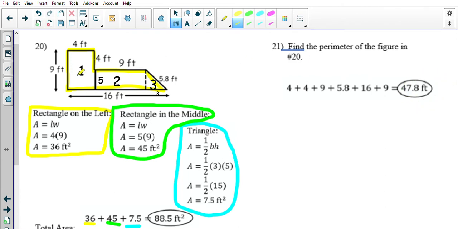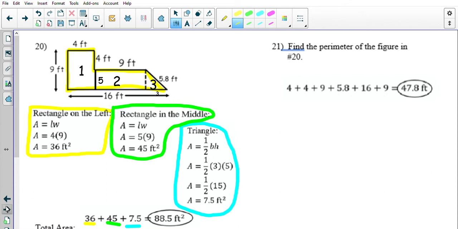Sometimes I have students who are like, well, let me find the perimeter of this rectangle. 2 times 9 plus 2 times 4. But then you're including parts that are not on the outside. So you're actually including this line that we drew in here that's of length 5. We don't want to include that. So just add up all the sides on the outside, and that will get you your perimeter.